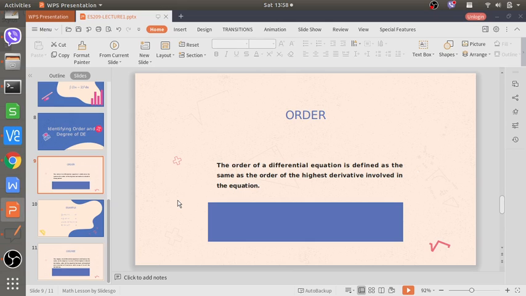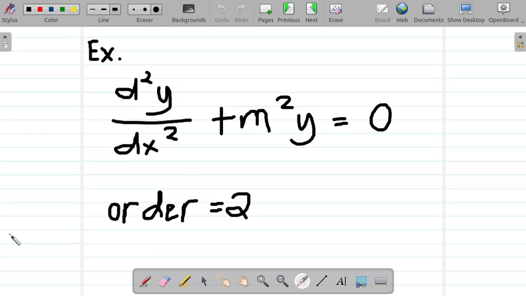So, for example, maghatag na lang ko example. So, for example, kani, d squared y over dx squared, which is second derivative of y in terms of x, plus m squared y is equals to 0. So, sa kani nga equation, ang highest order sa derivative is second, diba? So, since ikaduha niya giderive, order is just equals to 2.